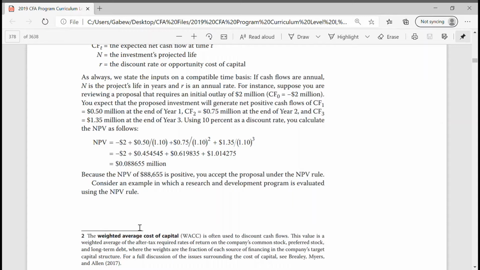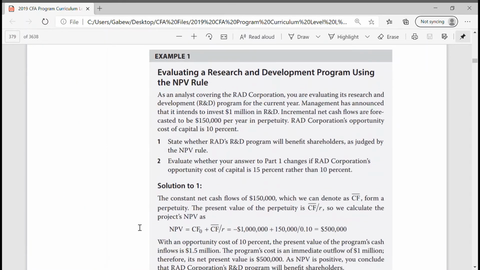Consider an example in which a research and development program is evaluated using the NPV rule. Example 1: evaluating a research and development program using the NPV rule. As an analyst covering the RAD Corporation, you are evaluating its research and development (R&D) programs for the current year. Management has announced that it intends to invest $1 million in research and development. Incremental net cash flows are forecasted to be $150,000 per year in perpetuity. RAD Corporation's opportunity cost of capital is 10%.